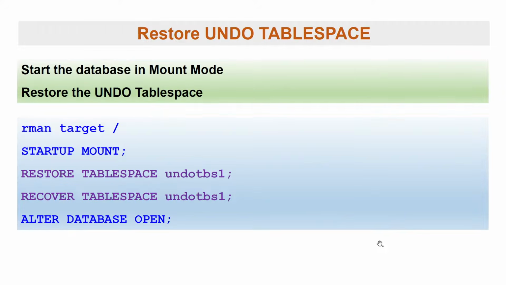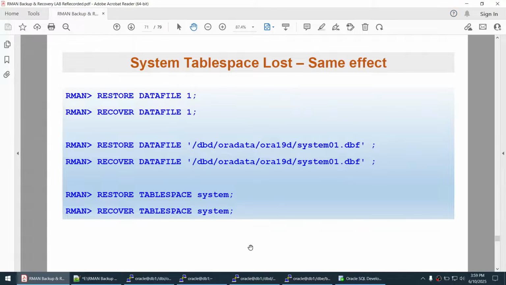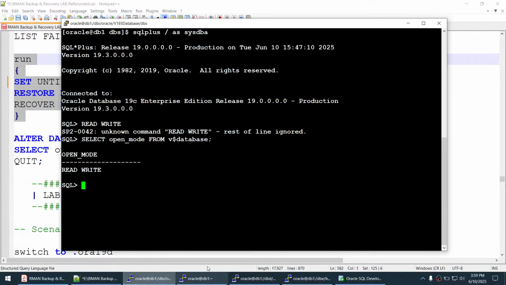Now that we have seen all four scenarios, let's begin with the first, which is the system data file.